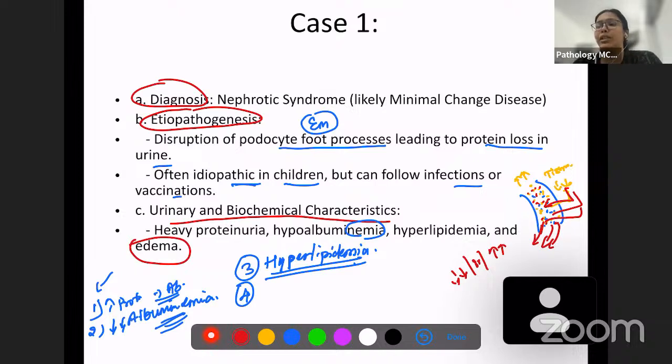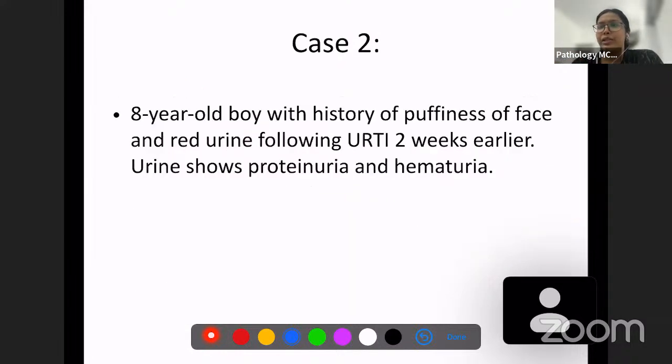What is edema? Water accumulation in the tissues is edema. So ultimately from the blood vessels, water is going to go into the tissues. This is what will lead to the last symptom, edema. These are the symptoms which you have to remember, and these are the biochemical characteristics also. So that is it for case 1.